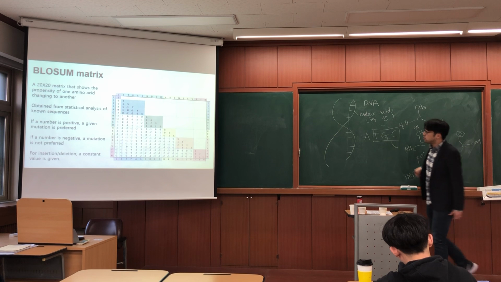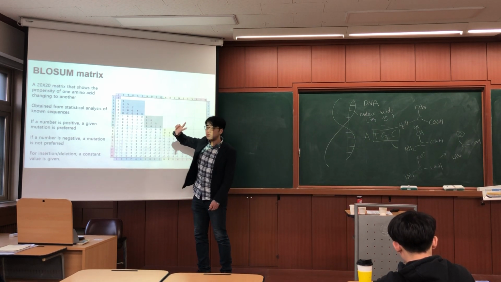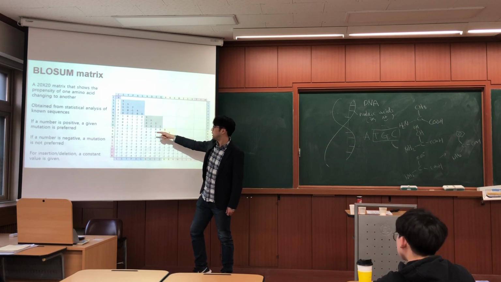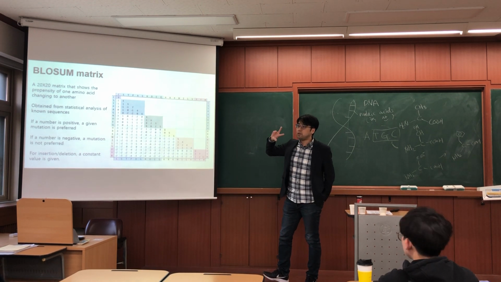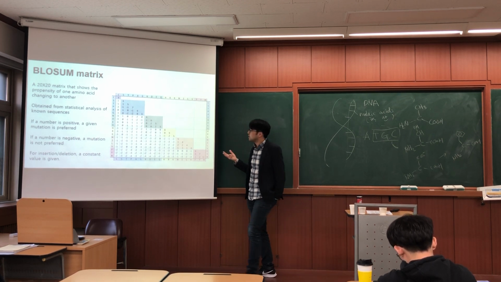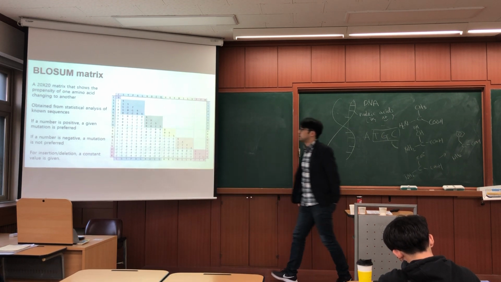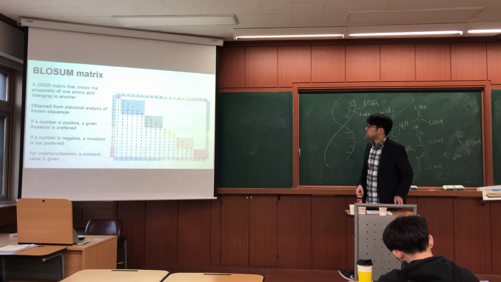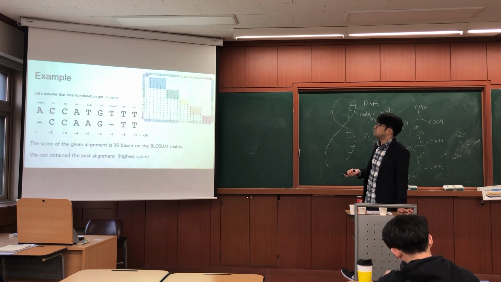So in this matrix, if a mutation between two similar amino acids is preferred, they have positive numbers. But if a mutation between two amino acids is not preferred, then they are shown as negative scores, negative numbers. By using this matrix, we can score an alignment. Insertions and deletions are given as a constant value.